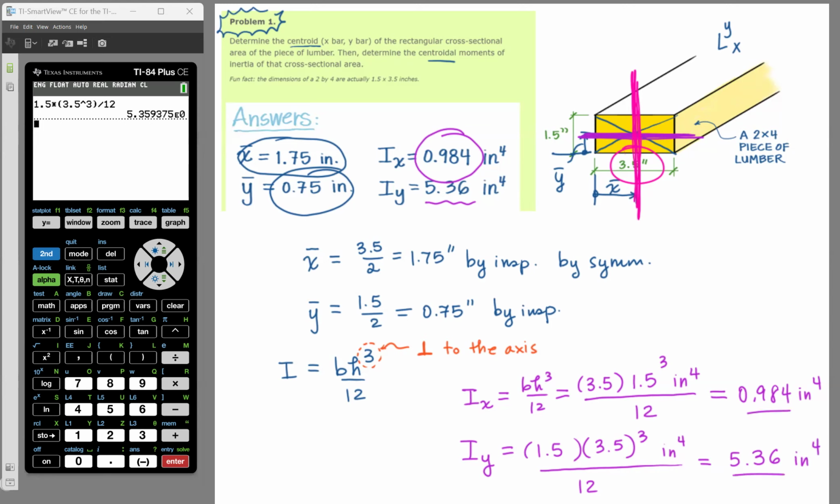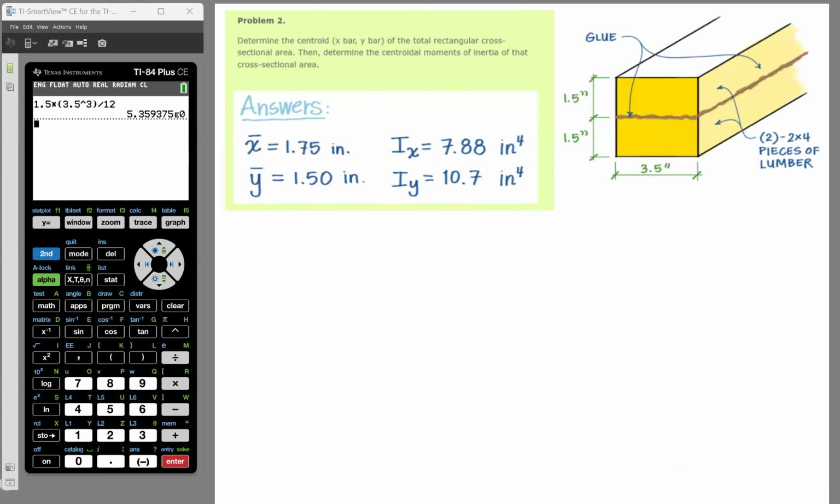All right, remember to keep using these leading zeros. Those are good to have, and it's how to report these answers. Let's go to the second problem.